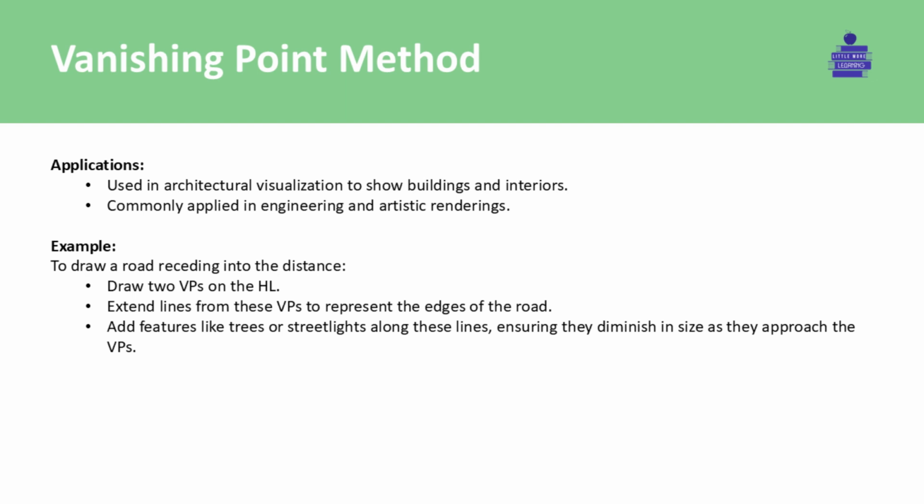For example, in drawing a road, lines from 2 vanishing points create the road's edges, with elements like trees becoming smaller towards the vanishing points, creating a sense of distance. This method is valuable in engineering and artistic rendering for creating accurate, believable perspectives quickly.